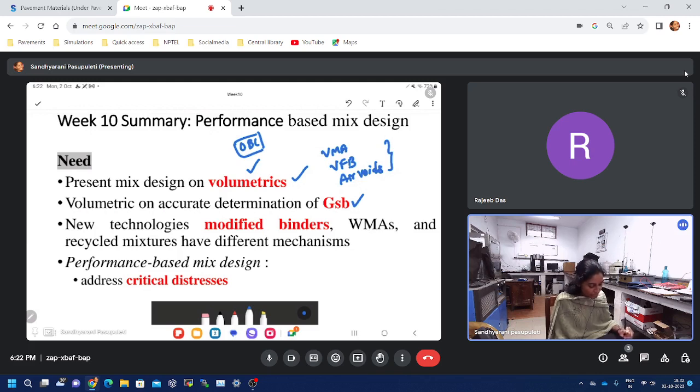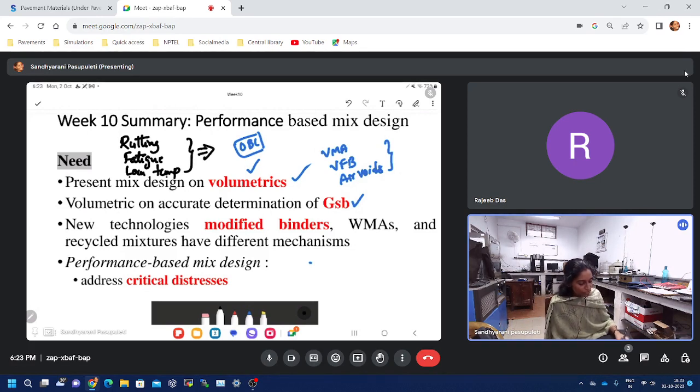This performance based mix design mainly considers the critical distresses. For example, three critical distresses in the pavement are: one is rutting, another is fatigue, and the third is low temperature cracking. So these are the three critical distresses. If our pavement is reasonably good enough to resist these three failures, then it will perform better in the field.